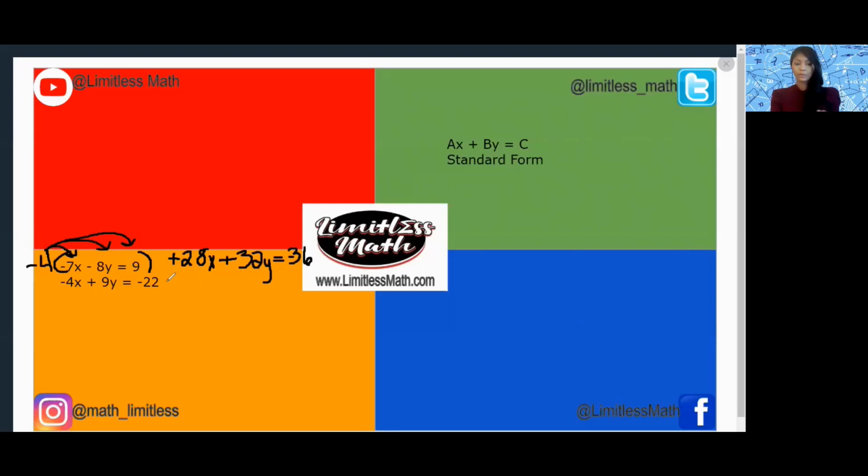Moving on, next equation, we want that to turn into a negative 28x. So we'll multiply the entire equation by positive 7. Once again, we multiply by everything on the inside. We get negative 28x plus 63y equals, I'm going to do a little scratch work, 22 times 7 is 154. So that will give us a negative 154.